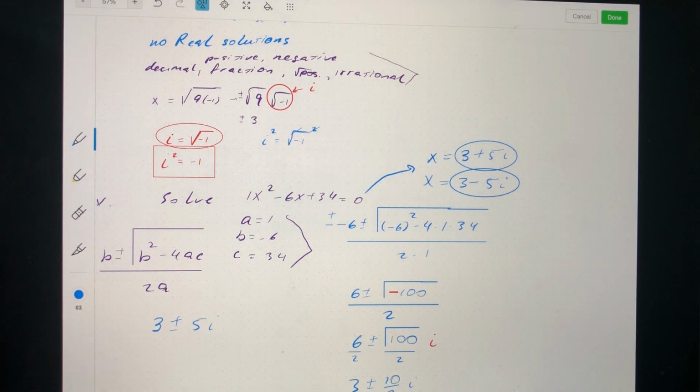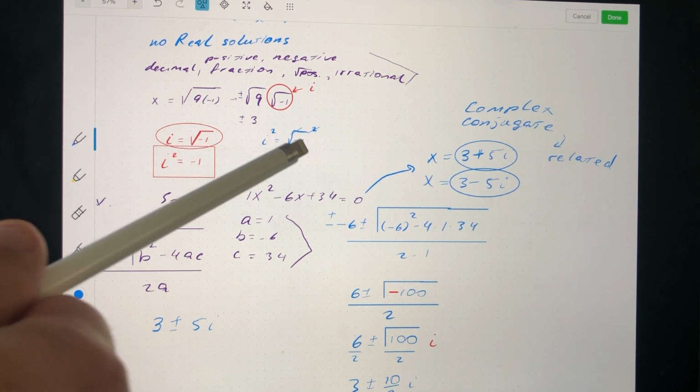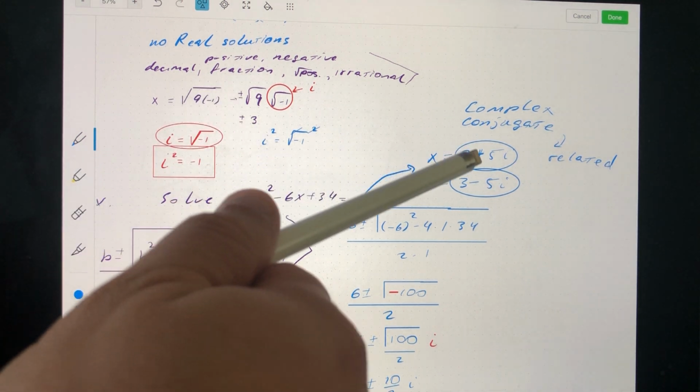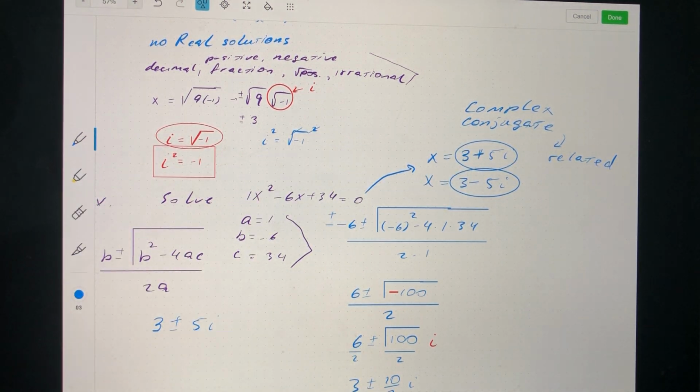So these complex numbers come in pairs called complex conjugates. The conjugate simply means related. So these numbers are related because there will always be opposite signs, because the complex numbers come from taking a square root, and each time we take a square root, there will be plus or minus, so there will always be 2 of them in the final answer.